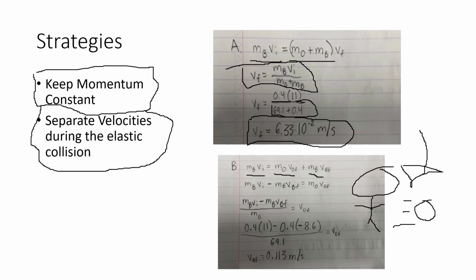But we have to be careful, because the final velocities for the ball and Olaf are different in this case, rather than the same as in an inelastic collision. So we solved for just the velocity of Olaf by doing some subtraction and division to get this equation, plugging in numbers including the mass of the ball, the speed of the ball, and the final speed of the ball. We get the value of 0.113 meters a second.